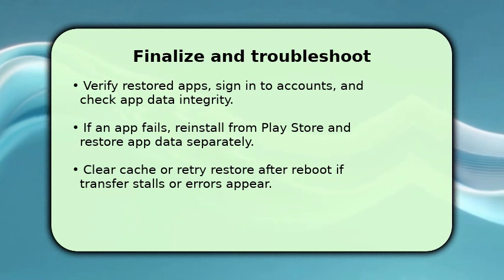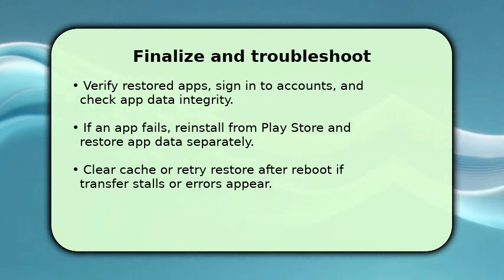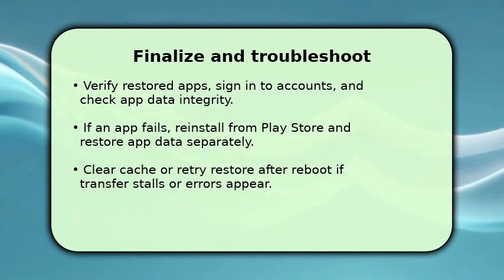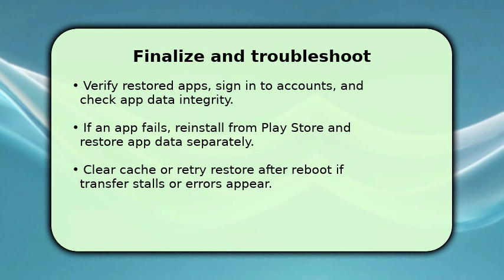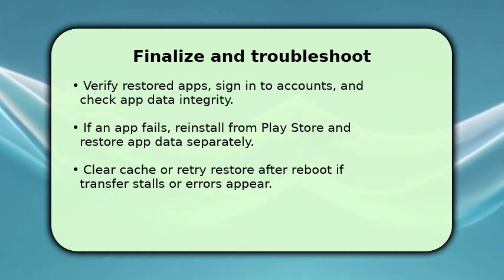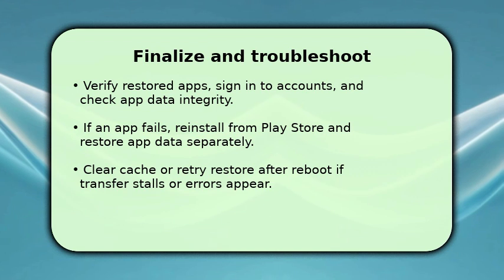If a restore stalls or reports errors, reboot the device and retry. Clear the backup app cache or free up storage space before trying again. One key troubleshooting tip: if cloud restores fail repeatedly, export the backup locally and restore from the SD card or USB.